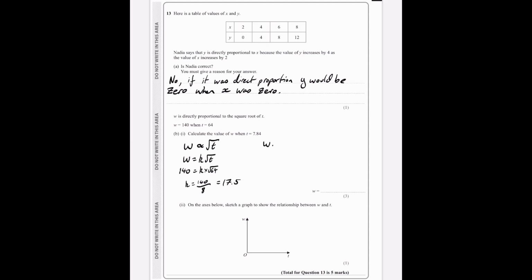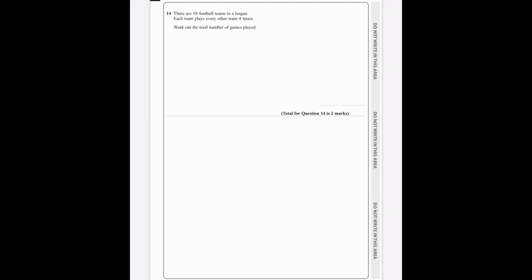So our equation is going to be w equals 17.5 root t, and then if we substitute t to be 7.84, we get w equals 17.5 times the square root of 7.84, which is 49. And a relationship there is going to look like a square root relationship. It has that sort of shape, passes through the origin and curves off like so.